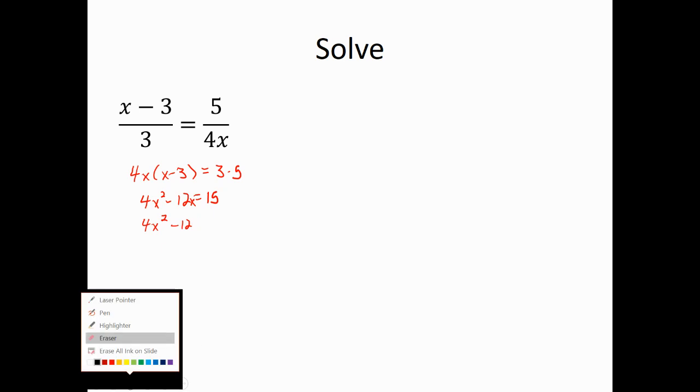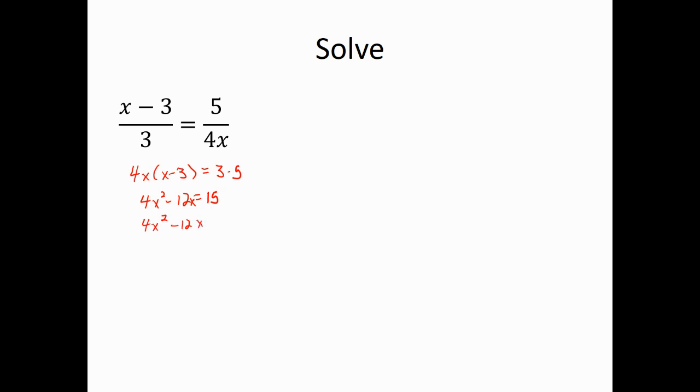I should have that x there. So minus 12x, subtract a 15 from both sides. So minus 15 is equal to 0. Then you remember what we did, right? That means that A is equal to 4, and B is equal to negative 12, and C is equal to negative 15. And then I tell you what, here's a little test for you.